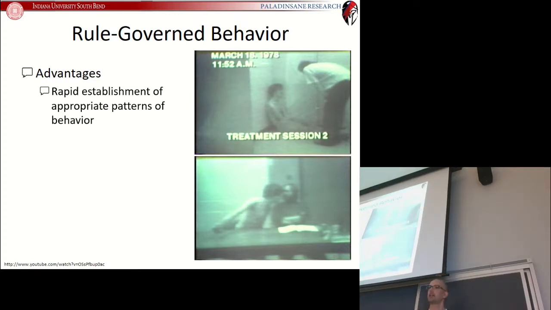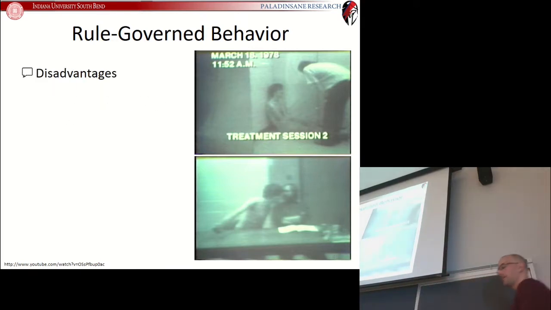You can very quickly bring a human who understands language up to speed, give them the appropriate patterns of behavior. So if you ever travel to a foreign country, just that little pamphlet that you can pick up at the airport that says, here are some of the customs of our society, gives you those rules with the contingencies that helps you establish those appropriate patterns of behavior. So that's the main advantage. However, there are disadvantages. So there are things to be aware of when you're dealing with rule-governed behavior.